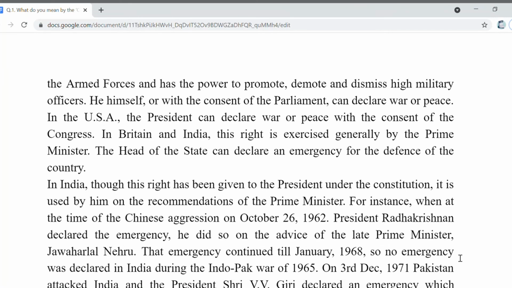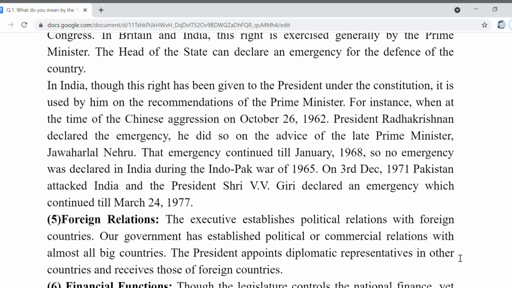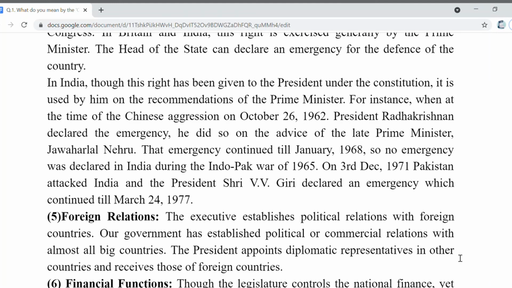In India, though this right has been given to the president under the constitution, it is used by him as advised. It is many times asked in the UGC NET exam: who is responsible for declaring war and peace and who appoints the military forces and all that. The president does. And there is an example: President Radhakrishnan declared the emergency but on the advice of the late Prime Minister Jawaharlal Nehru.